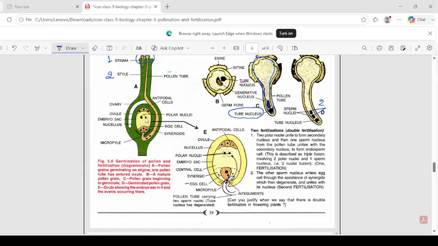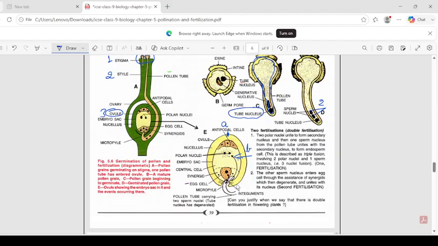Before entering the embryo sac, the pollen tube has to enter the ovule. For entry into the ovule, there are three options. First, it may enter through the chalaza. This portion is called the chalaza. If the pollen tube enters through the chalaza, it is chalazogamy, which is not given in your book, but you will study that in class 12. If it goes through the integument, this is the second point of entry, which is called mesogamy.